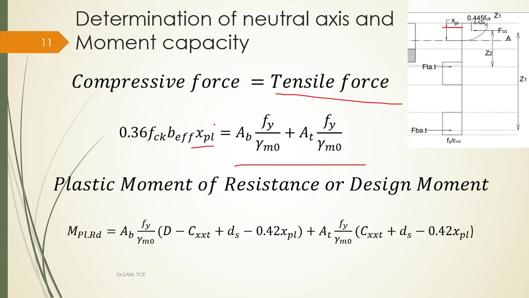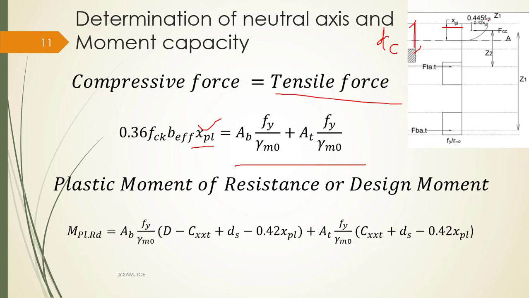When I'm equating the two, for maintaining equilibrium, we will equate compressive force equal to tensile force. Therefore, you'll get the value of x_pl, that is the location of the neutral axis. If this depth is within the depth of the concrete, then your assumption is correct. This is said to be the depth of the concrete, Dc. Right. So now you calculate, and if this condition gets satisfied, then go for the calculation of moment capacity.